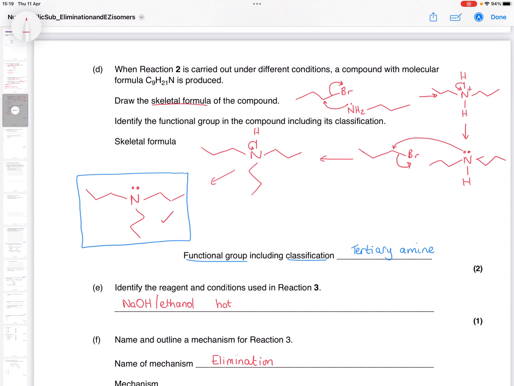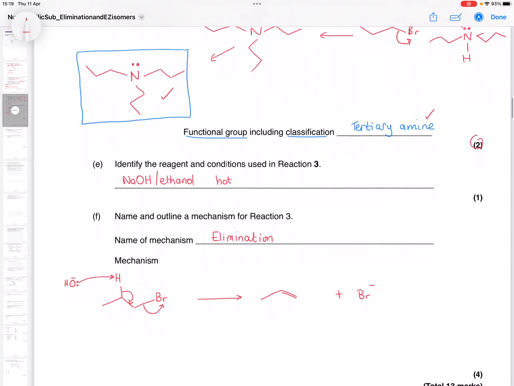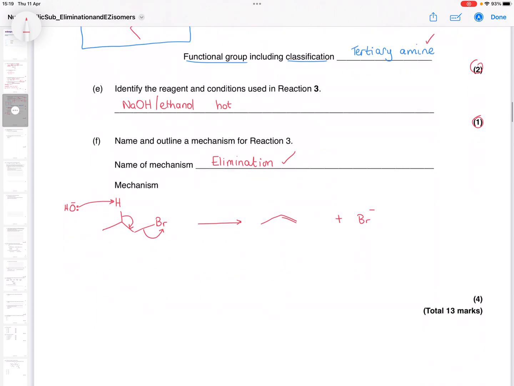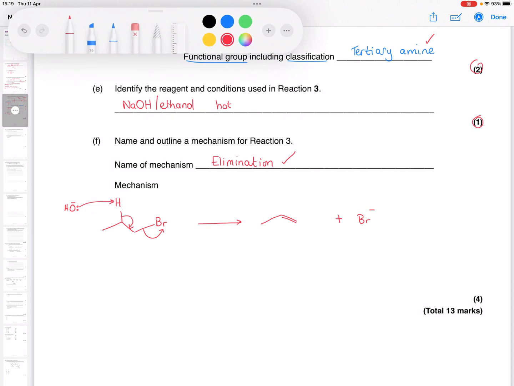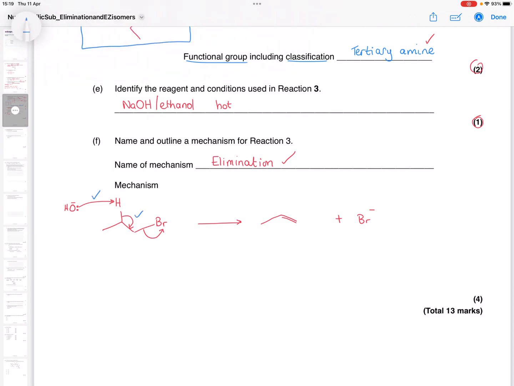The skeletal formula of the compound, so the only thing that's going to get you any marks here is that skeletal formula, but sometimes on a different scrap of paper, if you're not sure of the product of an organic reaction, it can be really useful just to draw out the mechanism. The functional group is an amine, and the classification is a tertiary amine. So we've got 1 mark for the structure, 1 mark for the classification. Reagents and conditions, sodium hydroxide dissolved in ethanol and hot will get you a mark for the conditions, 1 mark for elimination mechanism, and then a mark for each correct arrow. This one, and this one gets you up to 4 marks.